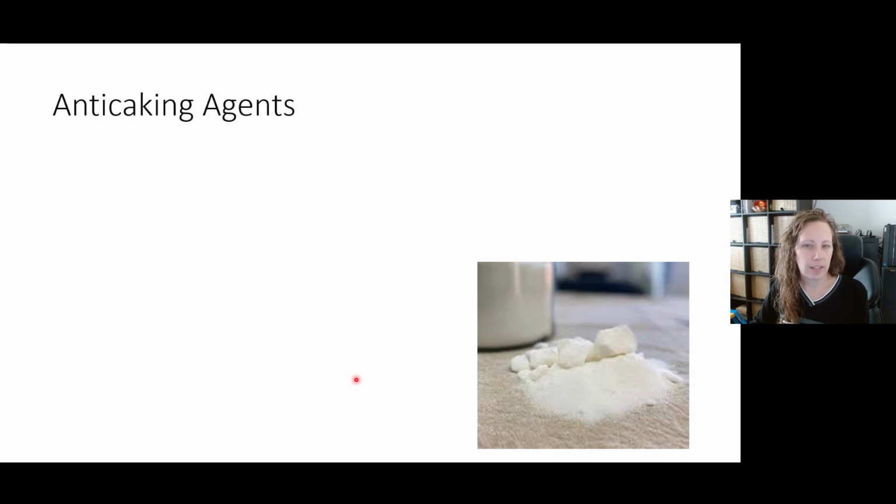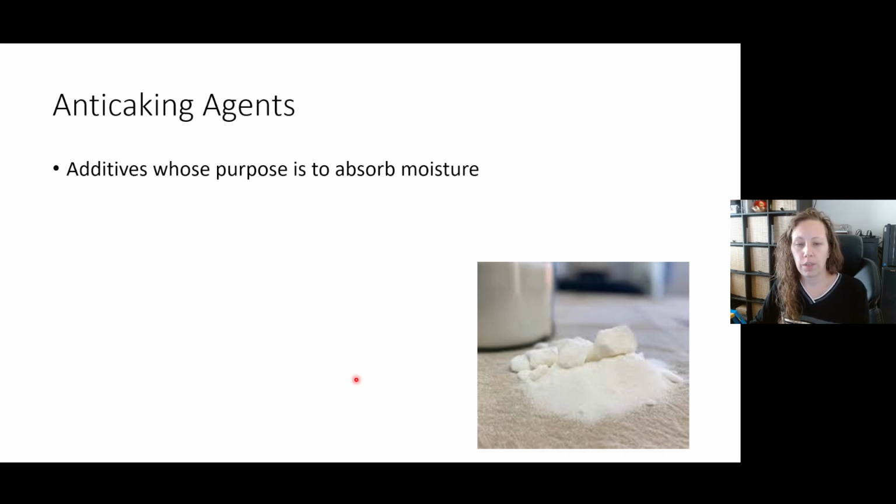Okay, so first our anti-caking agent. An anti-caking agent's purpose is to absorb moisture so that powders or crystalline ingredients in general, there are some exceptions, do not cake or form lumps. So they don't stick together, so that they are pourable, right?